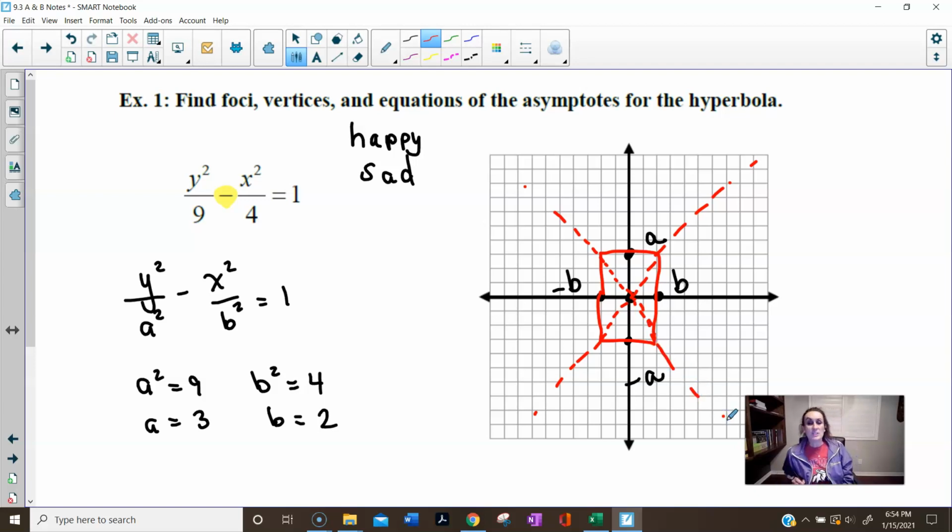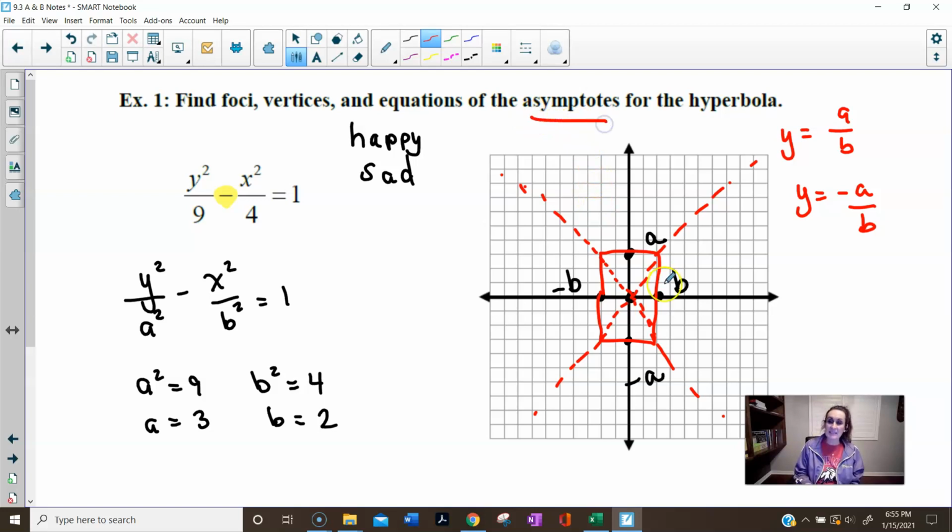If you wanted the equation of the line, what you would do is y equals, and you're going to do rise over run. So from the middle, it looks like we're going up to A and over to B. So it would be y equals A over B. And then the second line would be y equals the opposite of A over B because we're going in the other direction. So what would the asymptotes be?